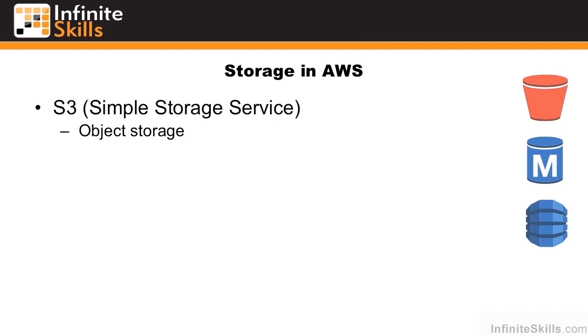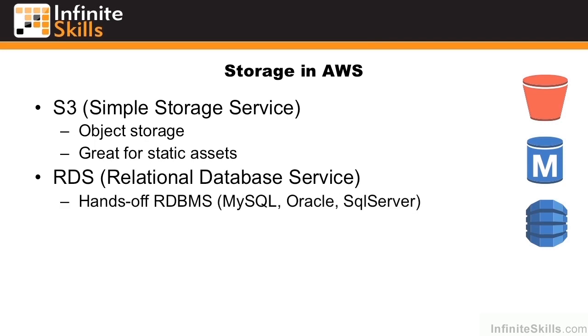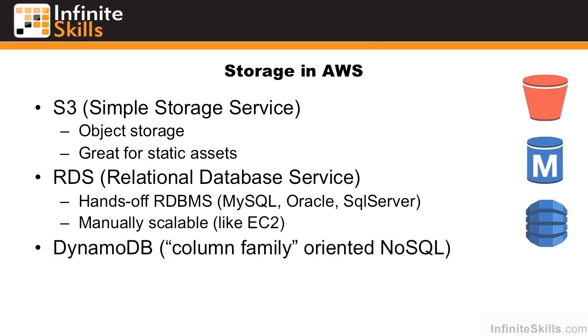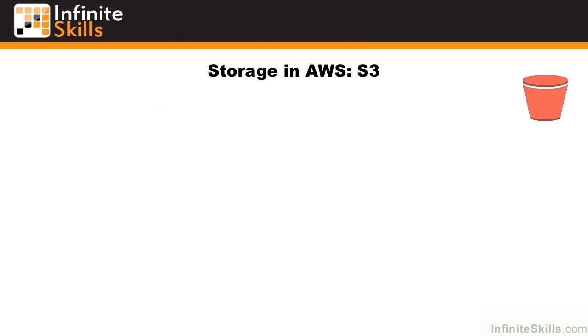S3 is object storage. You put an entire object into S3 and you can pull it back out. It's not really useful for editing objects themselves. It's great for static assets, however. RDS, or Relational Database Service, is a hands-off RDBMS for MySQL, Oracle, and SQL Server. It's manually scalable, like EC2. DynamoDB is a column family-oriented NoSQL database, which deals awesome with the 3 V's of big data: variety, velocity, and volume. It's very hands-off and very, very simple to scale.